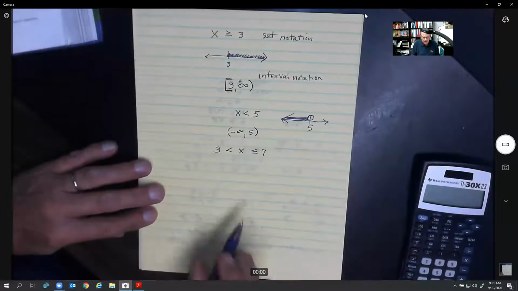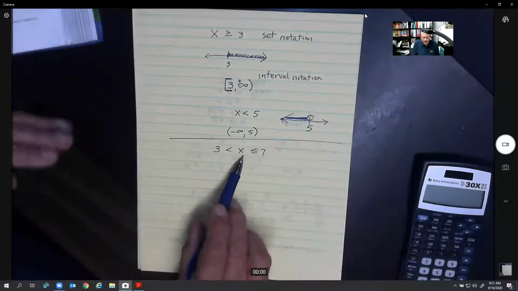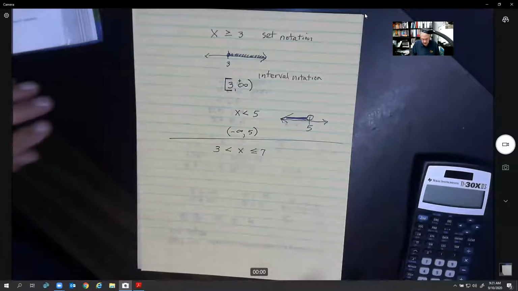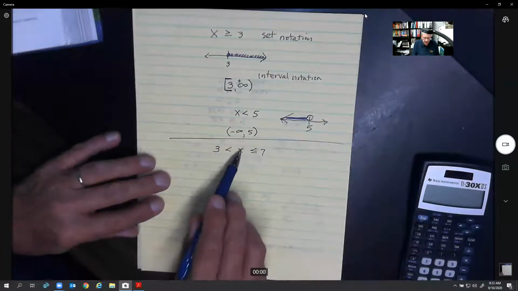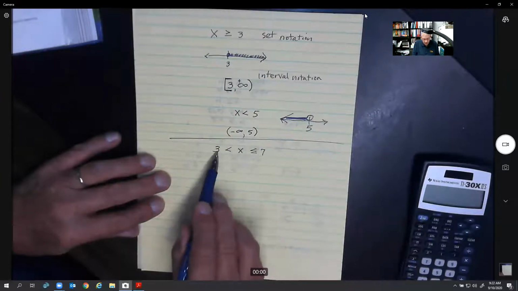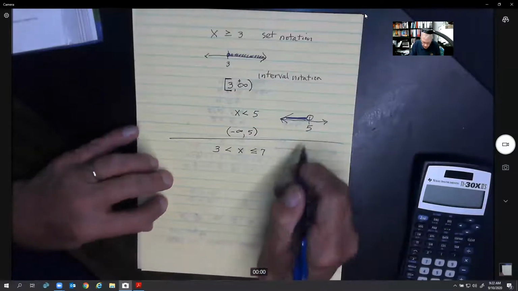Okay, so what this problem is saying is that you can say 3 is less than x is less than or equal to 7. You can write it that way, say it that way. But what it's saying is that we have a number here that's between 3 and 7. Close to 3, exactly 7. It's in between those two.